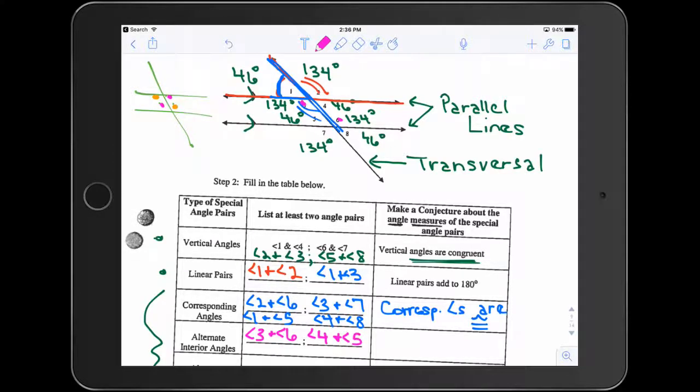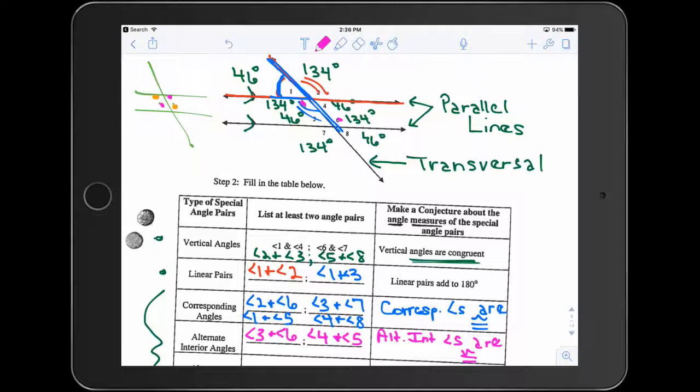Now look at those measures. Notice angles 3 and 6 are both 134 degrees, so those are congruent angles. And then angle 4 and 5 are the same angle measure, which is 46, which leads us to say that alternate interior angles are also congruent.